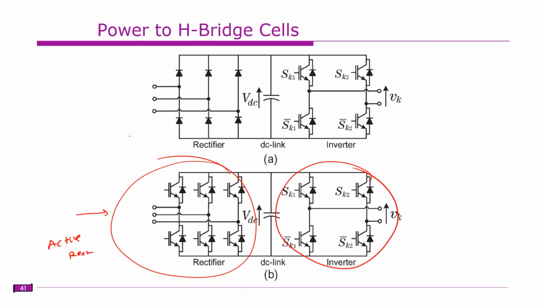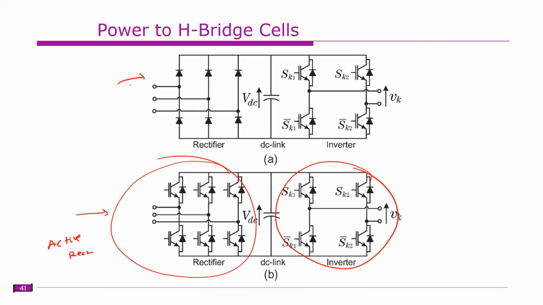So what is the difference between these two? Firing angle control. Why firing angle control? This is a diode only. What is the main difference between these two? First thing, these are uncontrollable devices, and the power flow is in only one direction. Power flow will not be in the other direction.